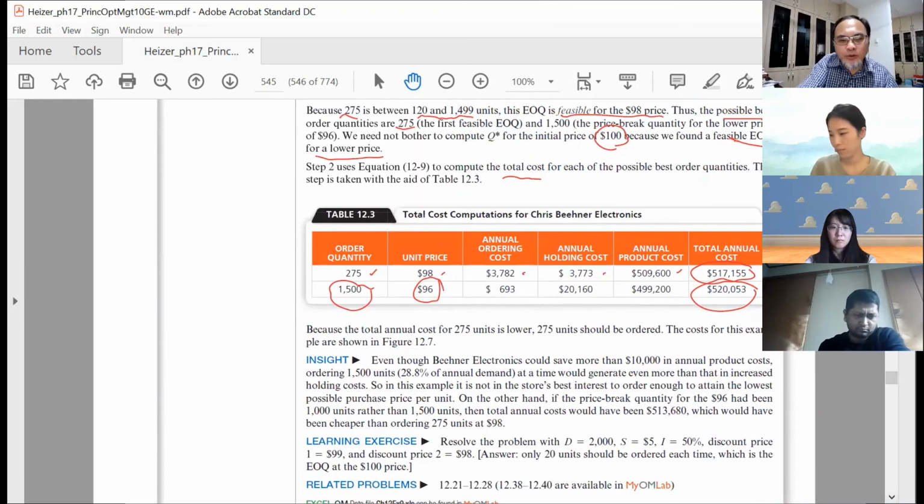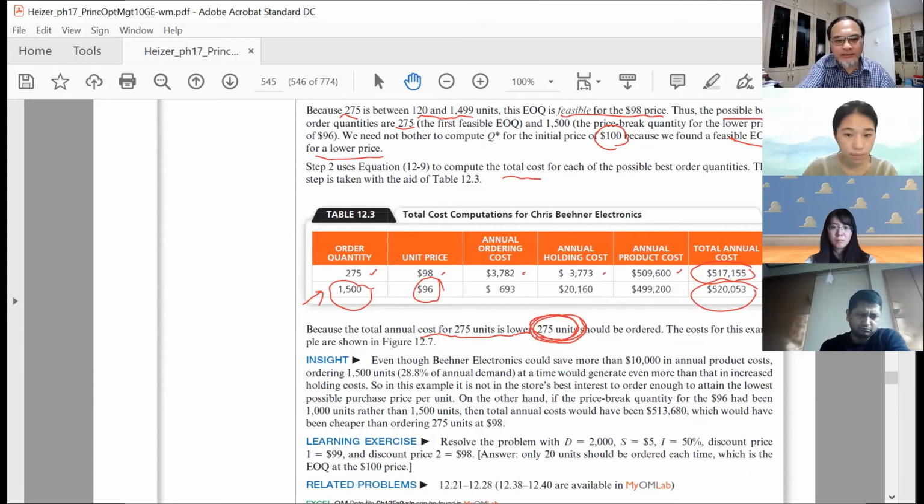Because the total cost for 275 is lower, our order quantity is 275 units. But if you want to go for 1,500, you still can, if you want to spend that $2,000 more. You can order this. It's not a problem if it's not a problem to the company.